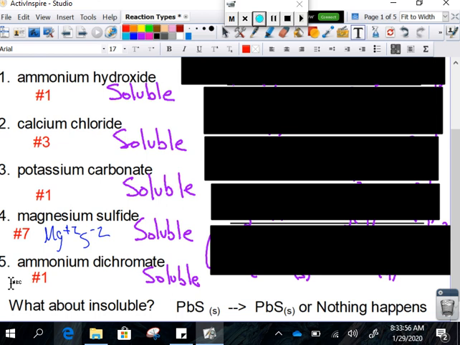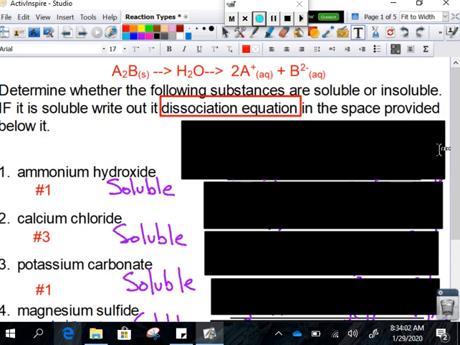But there's a second part to this question. And it's written up here, and it says, if it is soluble, write out the dissociation equation in the space provided. And we didn't do a terribly good job of doing that in the notes. That was right at the end of the notes. And so I'm going to review that and then kind of talk through the answers here.